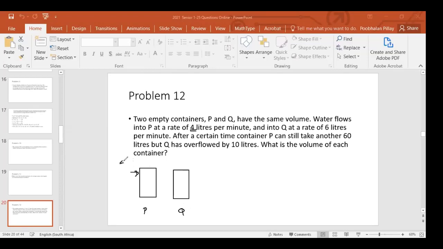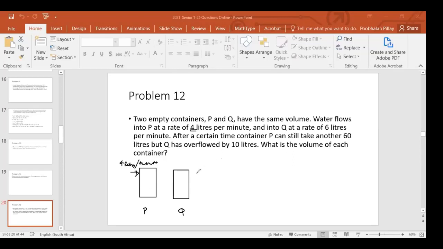So what is the meaning? Let's just pause with that. In other words, after 1 minute, this thing goes up to 4 liters. After 2 minutes, it's 8 liters. 3 minutes, 12 liters. For every minute, 4 liters of water goes into this.